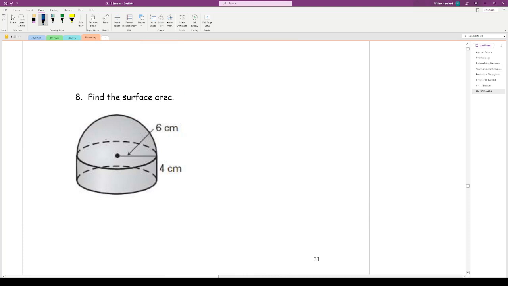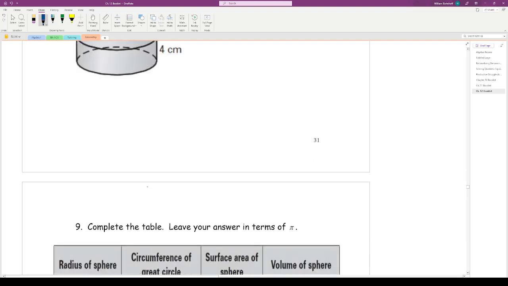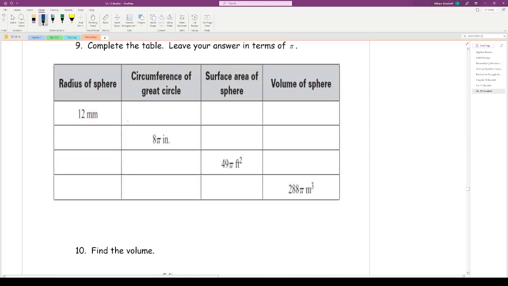So for this one, note that since the hemisphere is attached to this cylinder, the extra cut face that we talked about isn't actually relevant. So you're just going to have half of the total surface area of the sphere plus one base of the cylinder plus the lateral surface area of the cylinder. So yeah, that's that. There's a table here where you can practice those relationships.